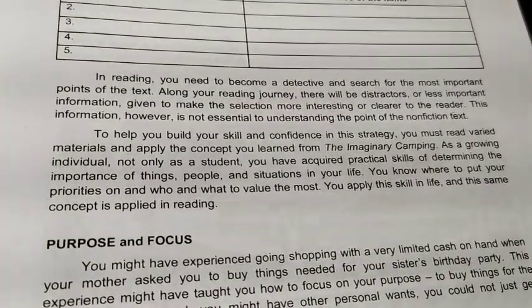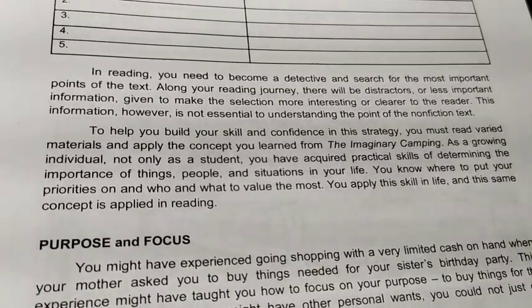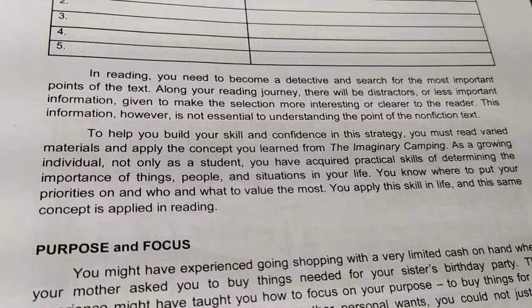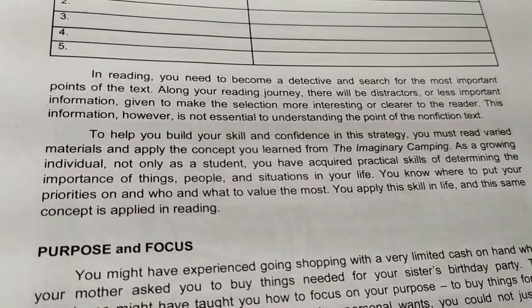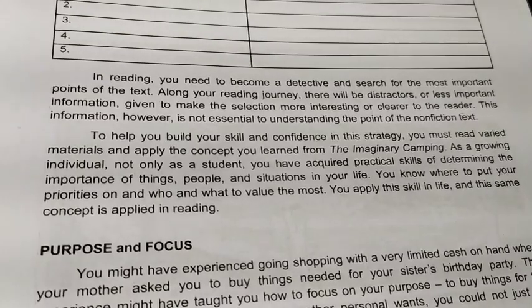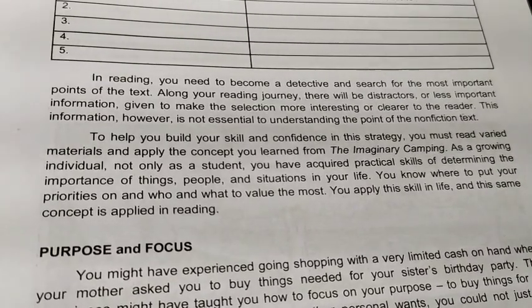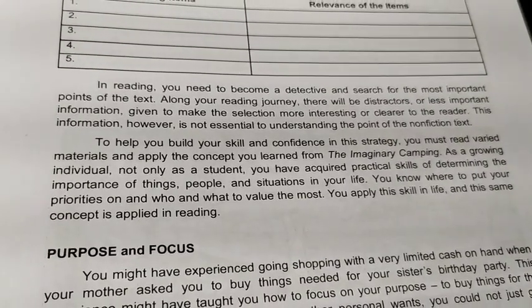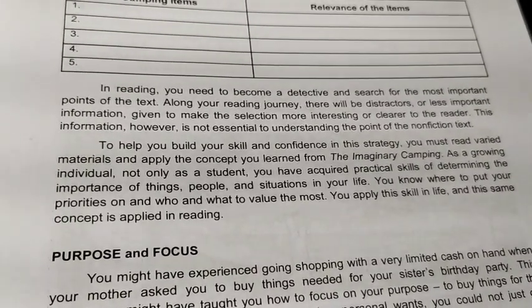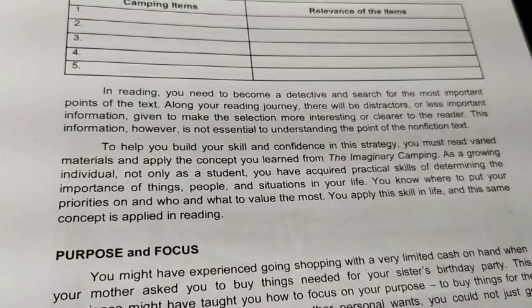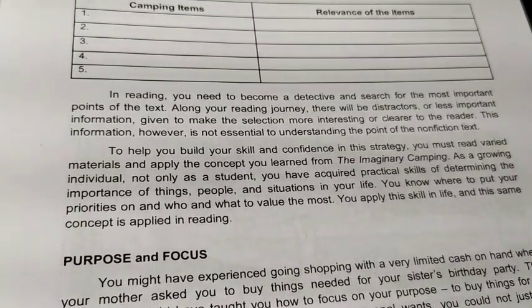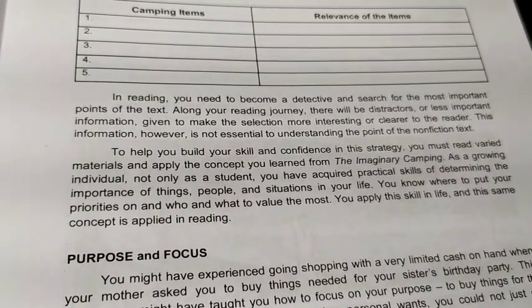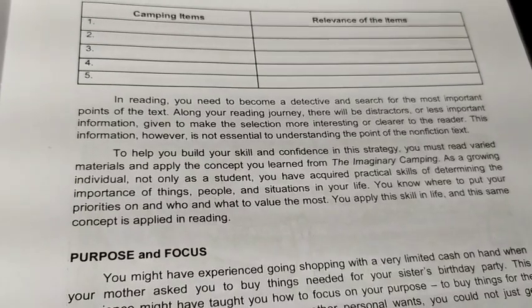So in reading, you need to become a detective and search for the most important points of the text. Along your reading journey, there will be distractors or less important information given to make the selection more interesting or clearer to the reader. This information, however, is not essential to understanding the point of the nonfiction text, because sometimes we are very overloaded with the things that we want to share. However, we should always be mindful what should be useful, what should be included, and what should not be included.